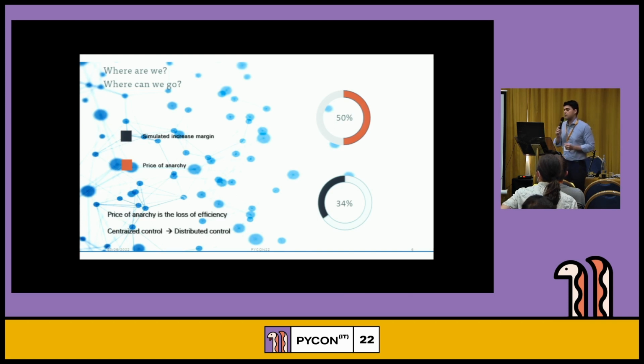This number actually has been calculated by Mr. Roughgarden and his team with a simplified model of networks, because in reality networks are too complex. We do not have mathematical tractability, so we have to simplify the structure of the network a little bit. So with a centralized approach, I know that in theory we can gain 50% of the performance. Okay, so what can we do in practical terms?